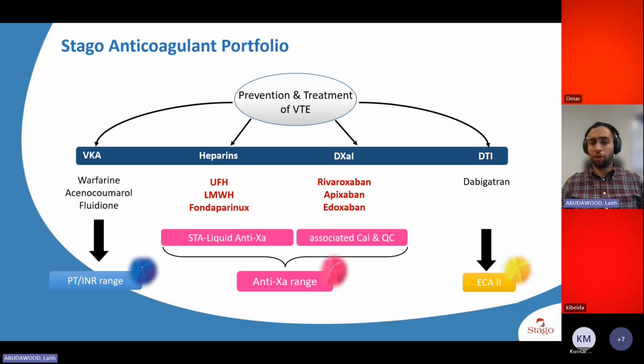Finally, just to cover it, we also have a kit that's used for monitoring dabigatran, the direct thrombin inhibitor, which is called ECA2, or Ecarin Chromogenic Assay 2. We will just glance over it very quickly, just for your information, but the focus will be on the anti-TNA range.